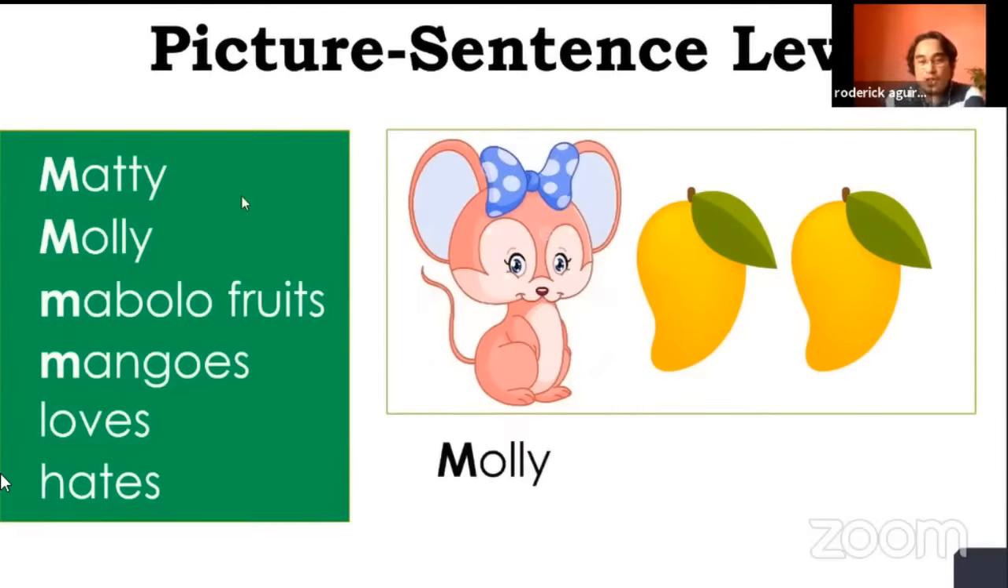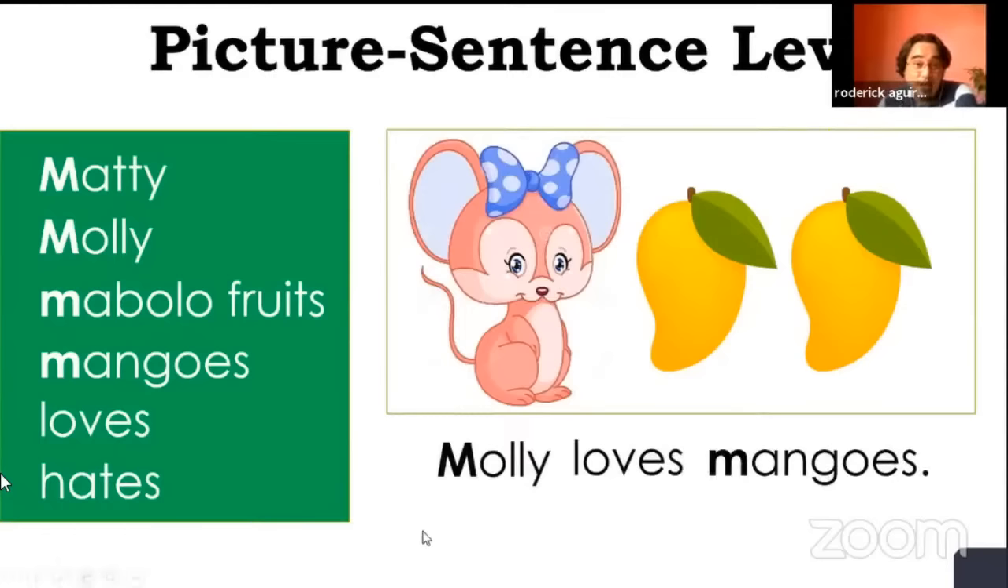Okay? So they can say, Molly loves mangoes. Nakangiti siya eh. Tapos pwede natin palitan po later, maglagay tayo ng another picture. Yung mouse naman doon, since babae naman siya, mga ribbons, mga icons, babae, ganyan. Okay? Tapos yung all of these features. So tingnan po natin, balik tayo.